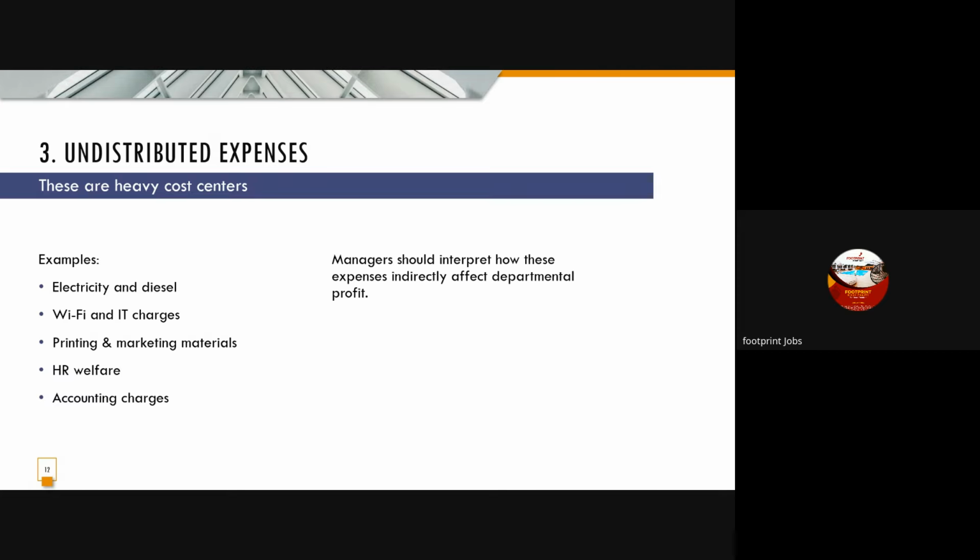These are heavy cost centers. Cost centers are those areas that take money out of the brand but don't give the brand money. For example, HR does not generate money. Electricity and diesel don't generate money. These are the things that aid operation, because you need electricity, you need diesel, you need Wi-Fi, IT charges, printing and marketing materials, HR welfare, accounting charges. Managers should interpret how these expenses directly affect departmental profit.